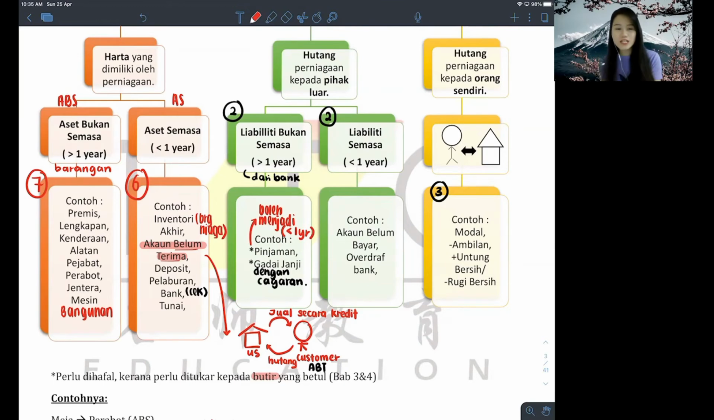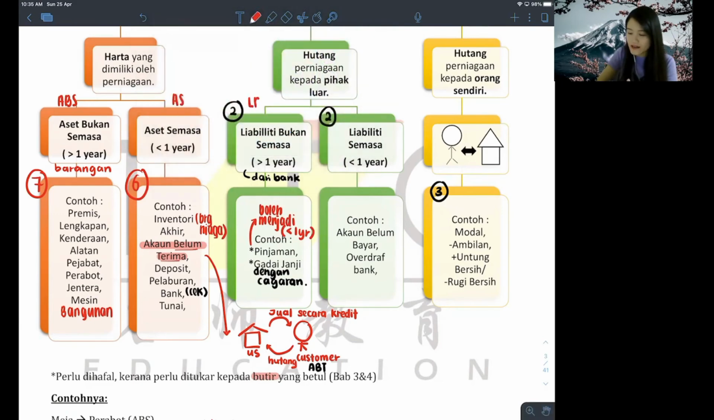But if the question tells you that the timeline to pay back is within 12 months, then pinjaman and gadai janji can anytime become a liability semasa. I'll say it's not a part of concern yet because for your Form 4 chapters until Form 4 bab 6, we will not change pinjaman and gadai janji's position until you go to bab 7, 8, 9 until Form 5. Then you will start to see the pattern of them testing you whether you know this pinjaman should be under liability bukan semasa or is it liability semasa. All right, so that's it for our LBS in short form.